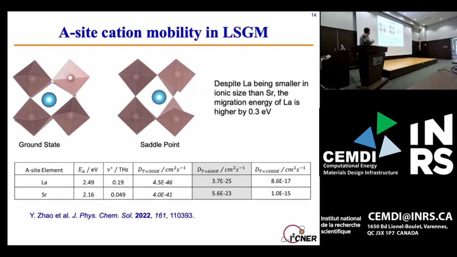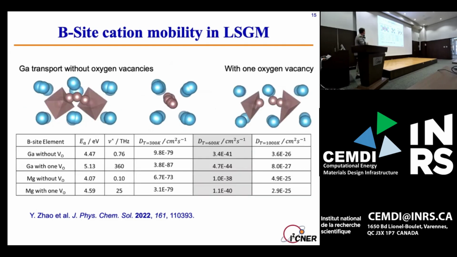But in order to move lanthanum, we will also have to break the bonds with the oxygens in the lattice, those partial covalent bonds. And this would be the additional energetic penalty for mobility of lanthanum. It was even more interesting when we looked at B-site mobilities.